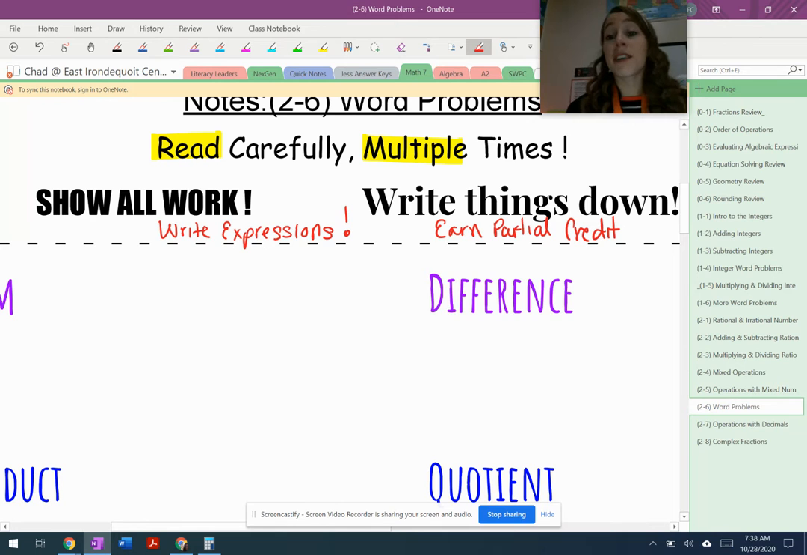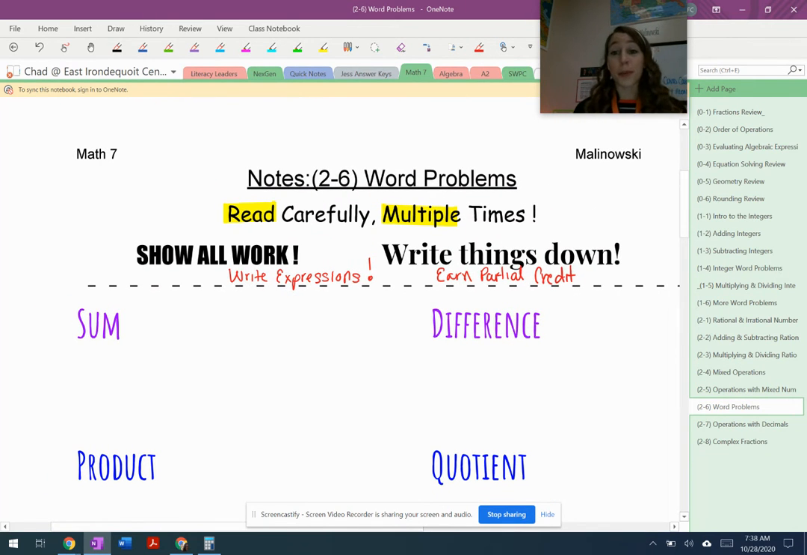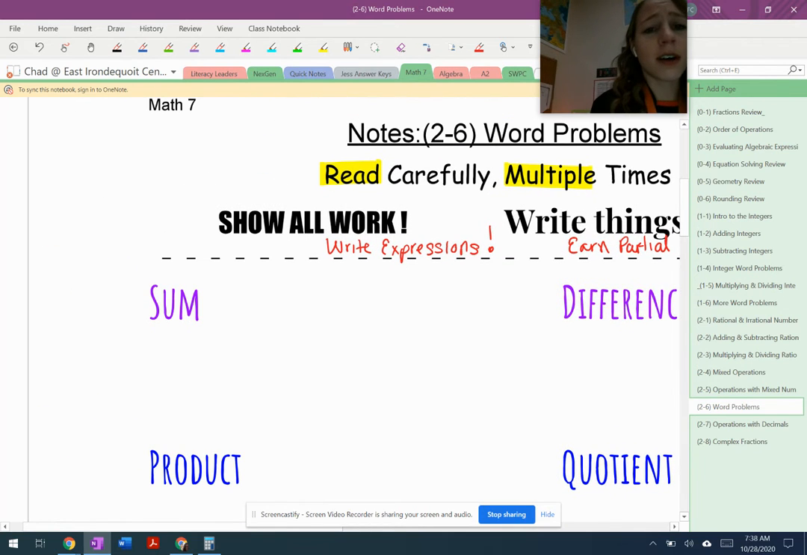If you're just giving me an answer and that answer's wrong, I have no idea what you did to get it, and you're not proving to me that you know anything. Whereas, if you show me all this work, but maybe you just made a simple adding or subtracting mistake, then I can still give you a lot of partial credit. So yeah, and don't forget to, like always, guys, be using that calculator.